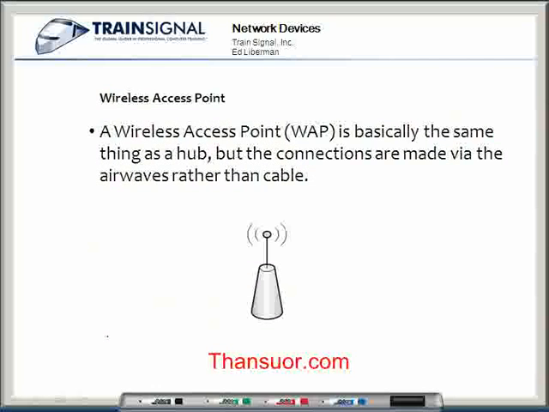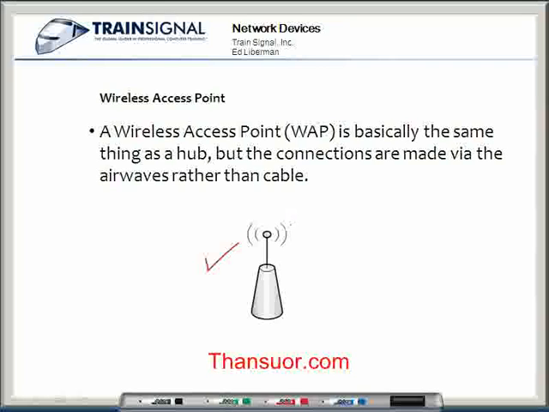Now, the next device I have here is something called a wireless access point, or a WAP. And a wireless access point, believe it or not, is basically the same thing as a hub. But you'll notice from the picture that I have here, and this is just an illustration, this is not an actual wireless access point, there are no ports, right? On the hub that we had, there were all kinds of ports that you could connect into. Well, the reason why is because all the different connections are being made via the airwaves, not via a physical cable.